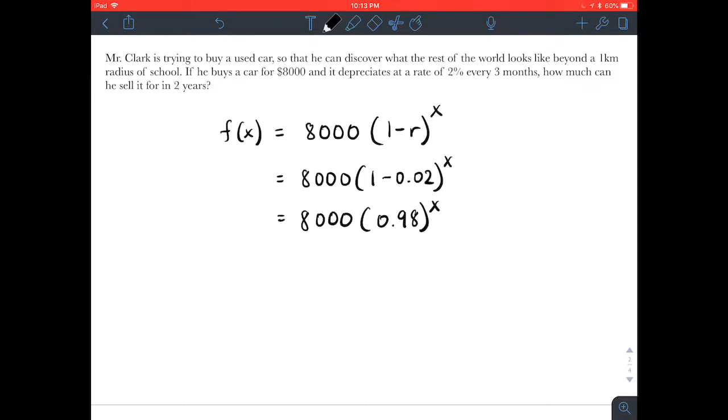So in other words, the car will depreciate 2% every 3 months, and it will do that 8 times over the course of 2 years. So our x should be 8. So we want to find out what is f of 8. f of 8 equals 8,000 times 0.98 to the power of 8.